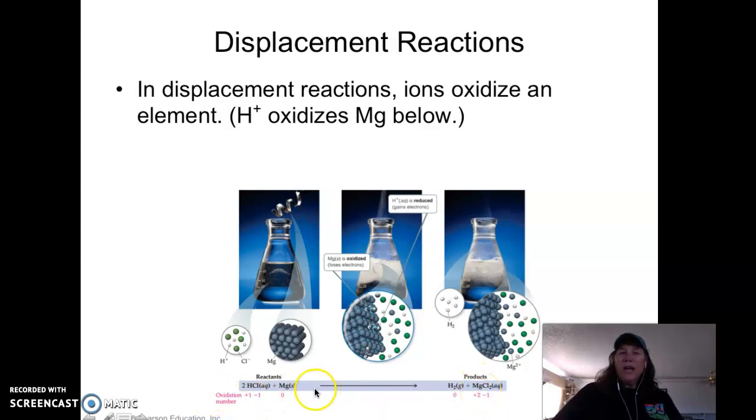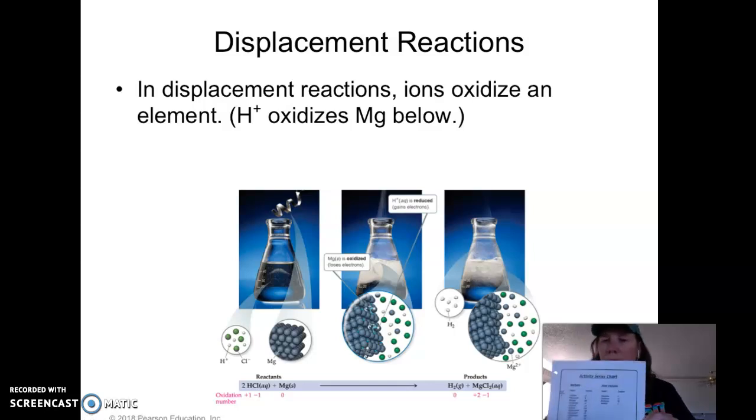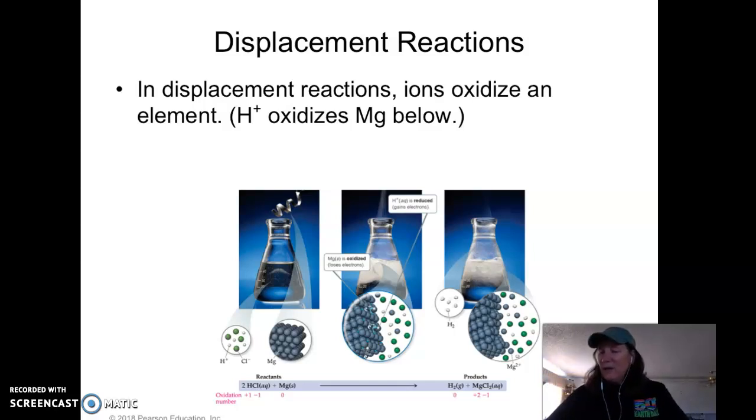We can also check. I'll have an activity series chart that I need you guys to run off. It'll be in these notes, to see if this reaction really happens. That's the other thing we're going to look at. The chart looks like this, and it'll be in the notes. But what it does is I can figure out if this reaction is going to happen. In this reaction, magnesium replaces hydrogen. And I look at my chart and I find magnesium, and hydrogen has to be below it.